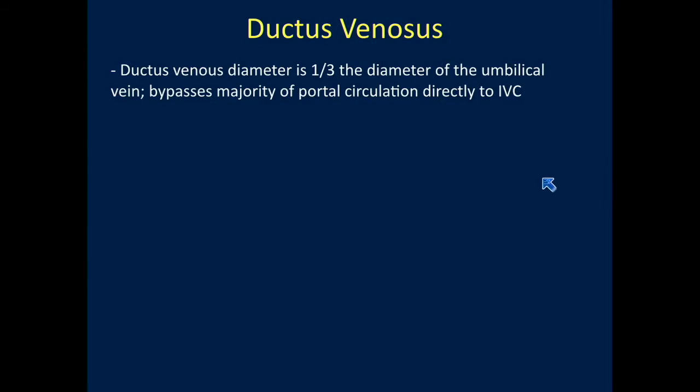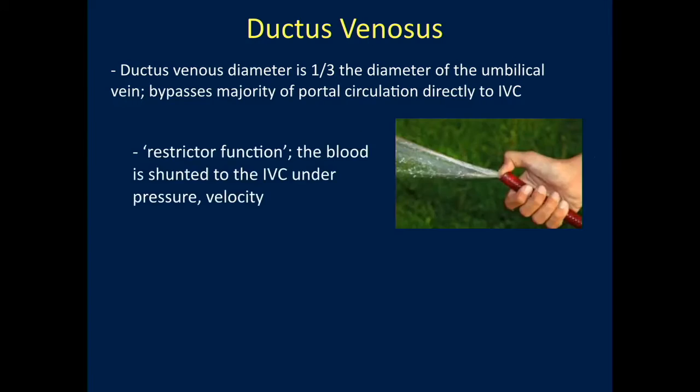The ductus venosus is another thing I'm going to make a plea for, especially to look at it in the first trimester, which I do for all my nuchal translucency screenings, only because it's so unbelievably easy to get in the first trimester. And remember that this is one of the fetal shunts. The ductus venosus diameter is about a third of that of the umbilical vein, designed to bypass the majority of the portal circulation to the inferior vena cava.